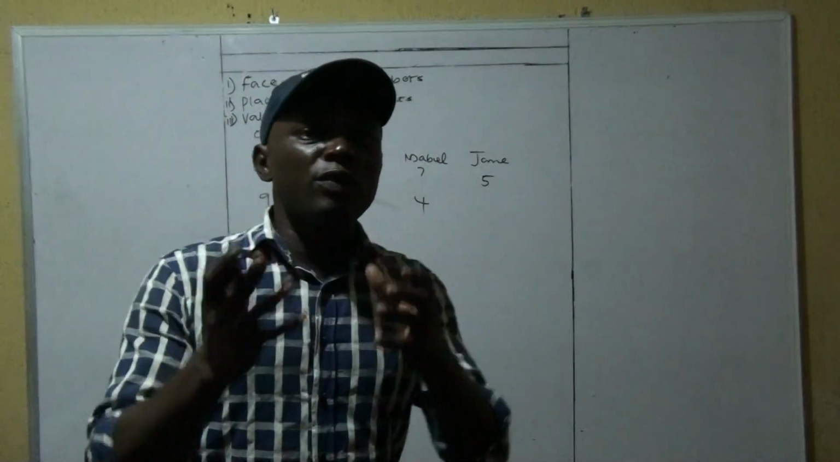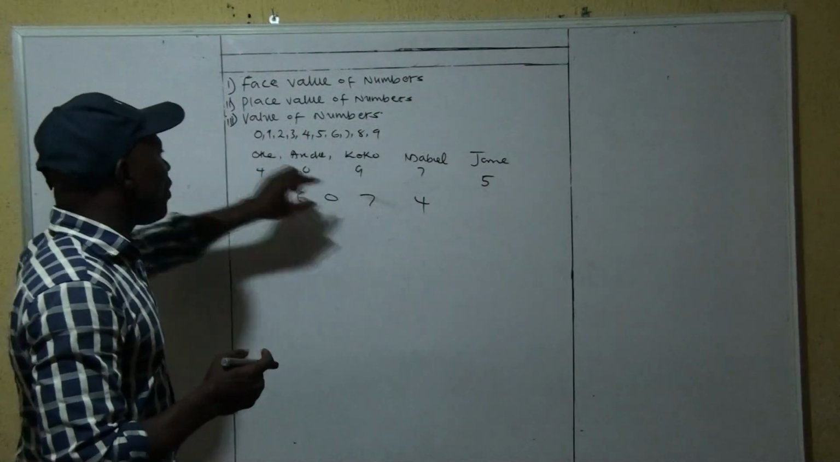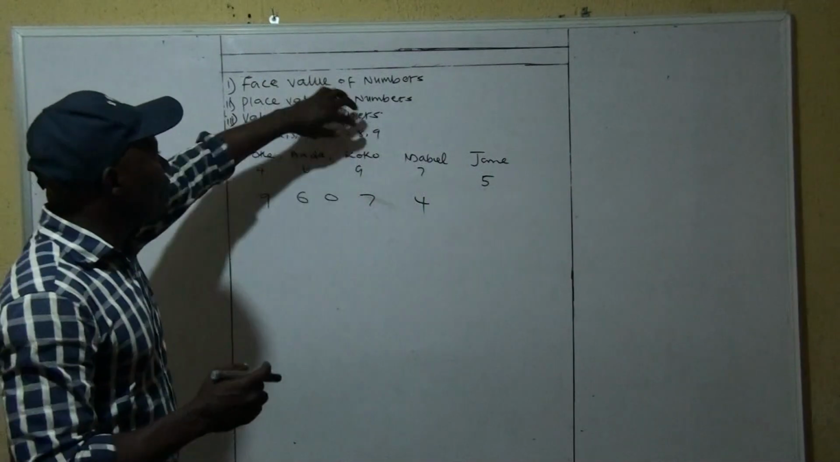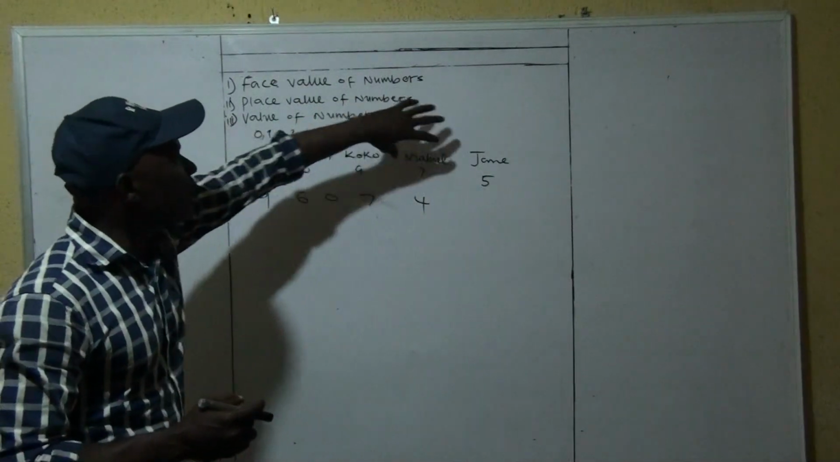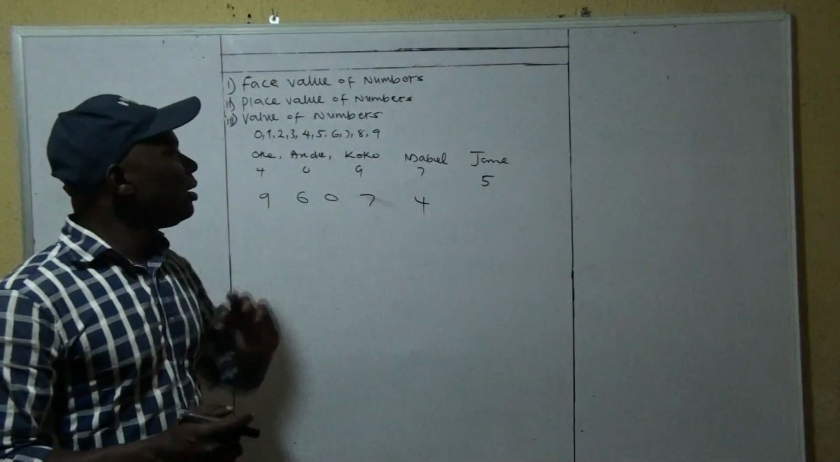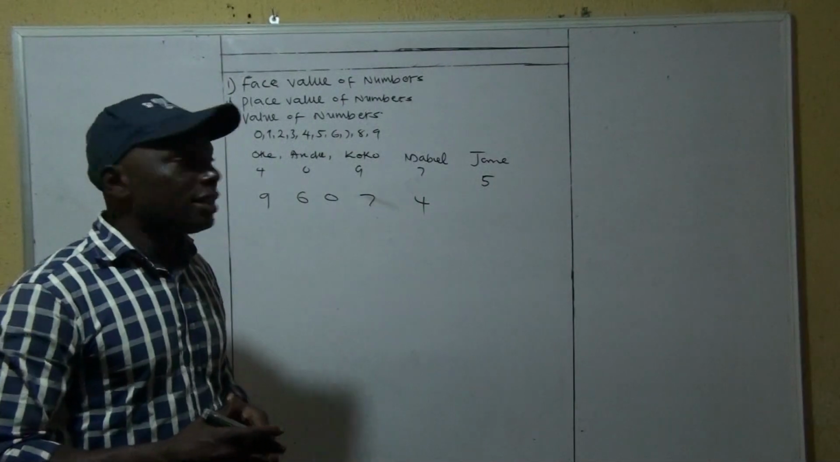That's the meaning of face value. So your face is your face. If I say what is the face value of the first child, it is 4. Face value of Audu is 0. Face value of Coco is 9. Face value of Mabel is 7. And face value of Jane is 5. That's the meaning of face value.